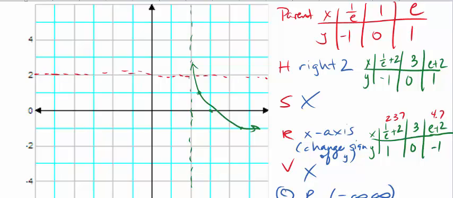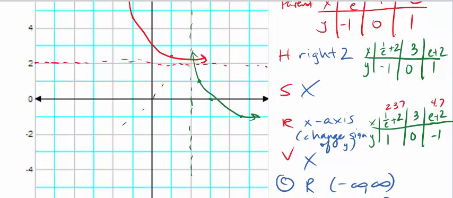Okay, so we have a point at 1 and 2.37. We have a point at 0 and 3. And we have a point at negative 1 and 4.72. And remember, inverses, when they switch x and y, they do reflect over the line y equals x. You can see how if we folded this paper in a diagonal, it would actually graph each other.